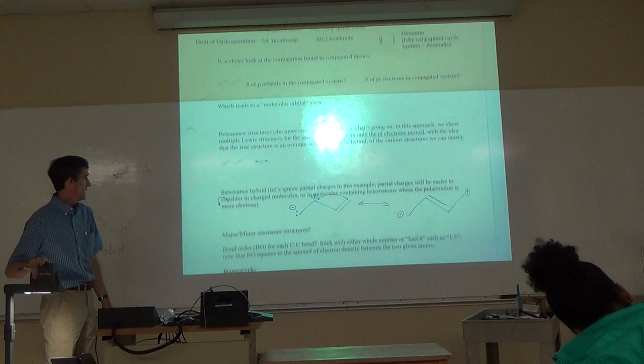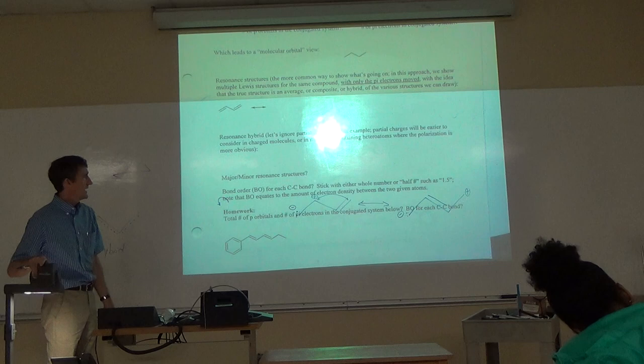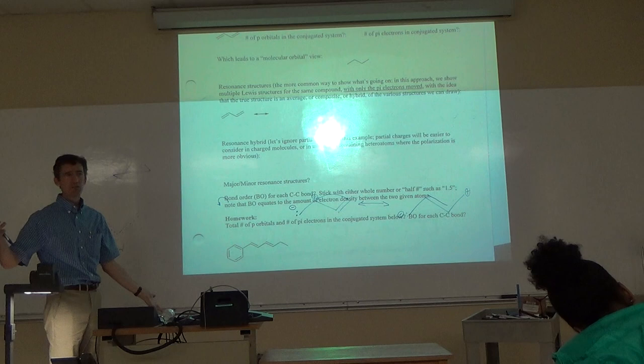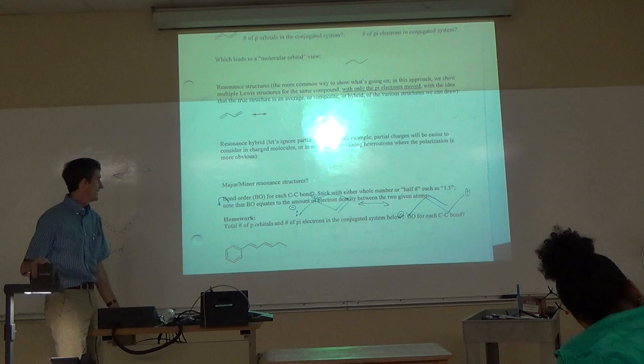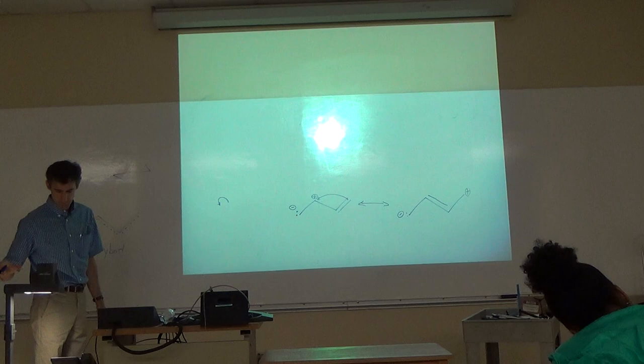Bond order. Stick with either whole number or half. No, Alex? 1.5 is good. You don't have to say 1.7 or anything. Just whole number or half. Okay? It may not be exactly 1.5, but whatever.